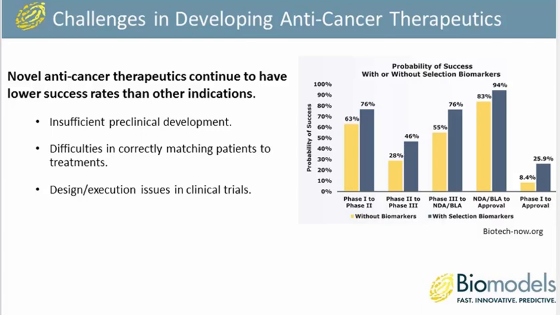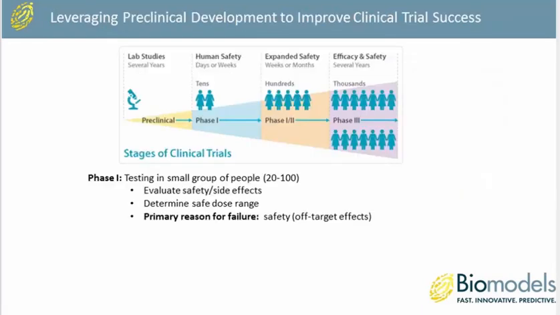With just a little extra preclinical development, for example, if we have a biomarker we can use for patient selection, we are able to improve our likelihood of success in transitioning from one phase to the next.